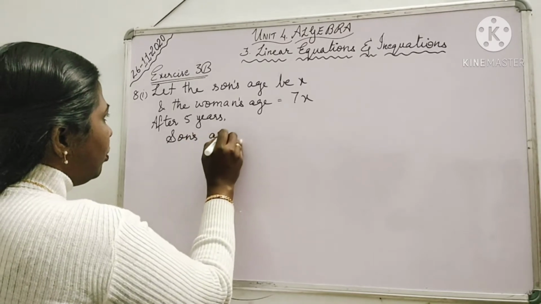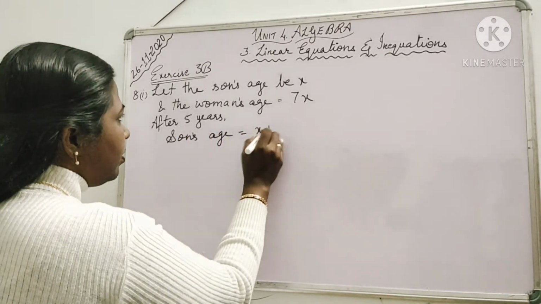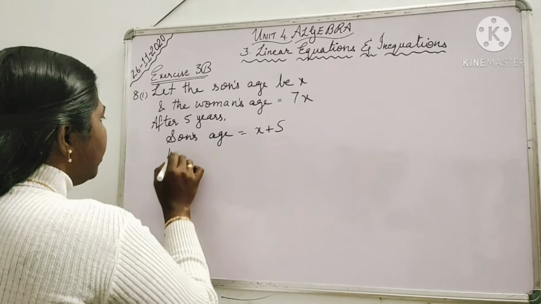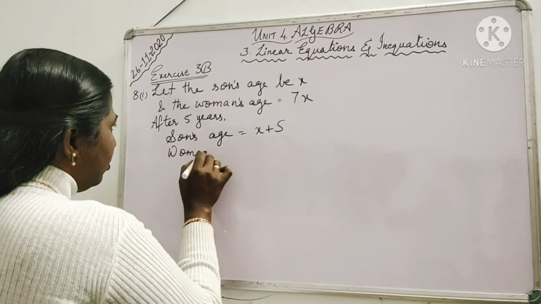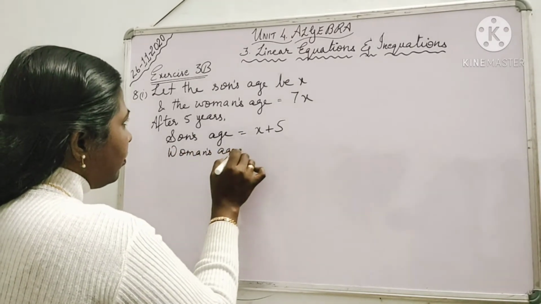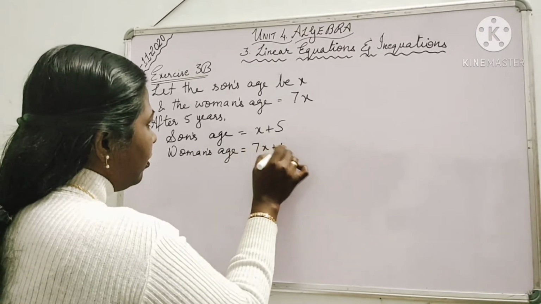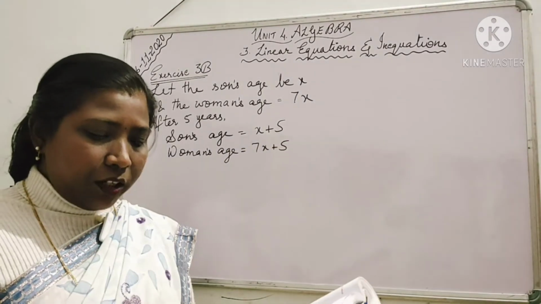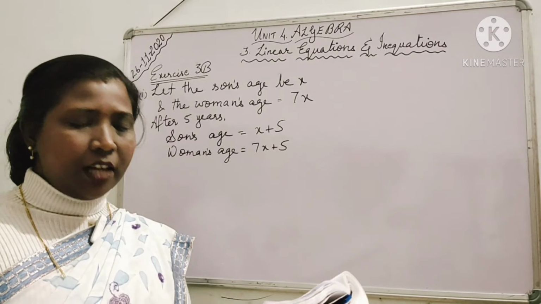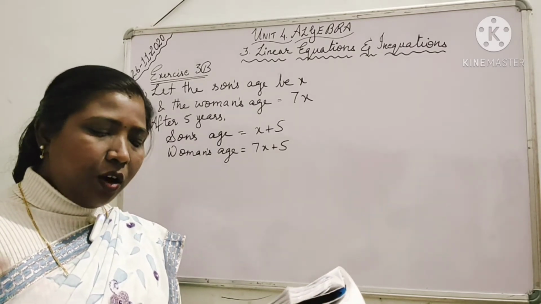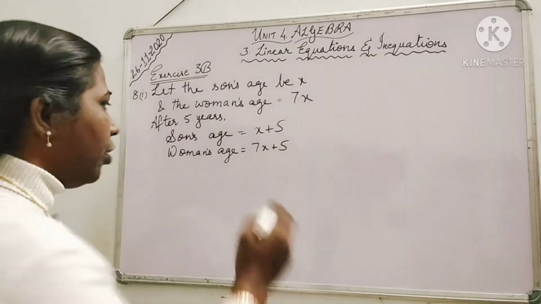Son's age is equal to x plus 5 and woman's age we will get 7x plus 5. Now what they are telling? She will be 4 times as old as her son. So now we can start according to the question.